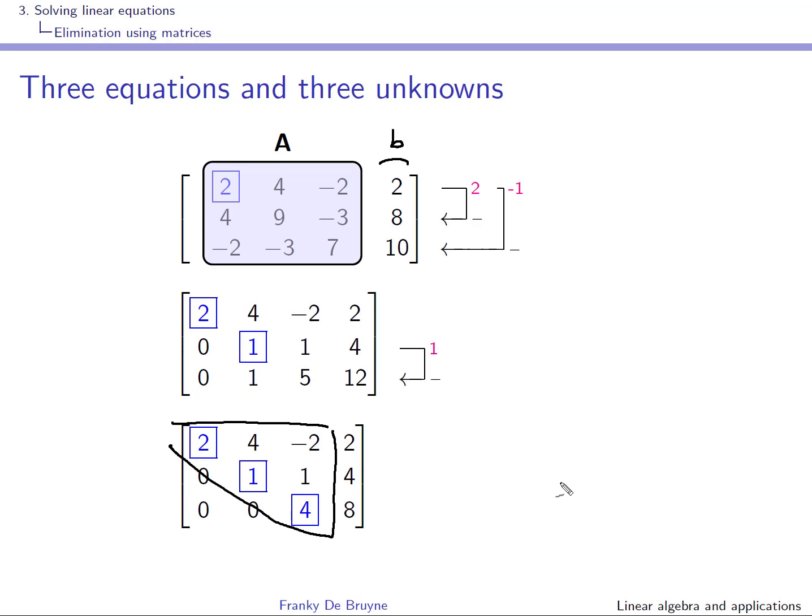So this last equation has to be seen as 4 times x3 is equal to 8, and the second equation is, for instance, x2 plus x3 is equal to 4, and the first equation is 2x1 plus 4x2 minus 2x3 is equal to 2, okay? And you can kind of use this or this directly to do the back substitution. If you're used to it, it's much quicker and you don't have to write these variables x1, x2 and x3 a million times.